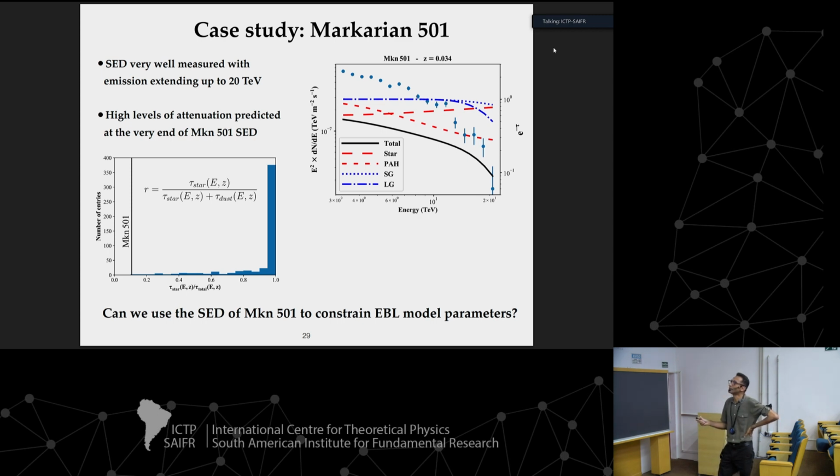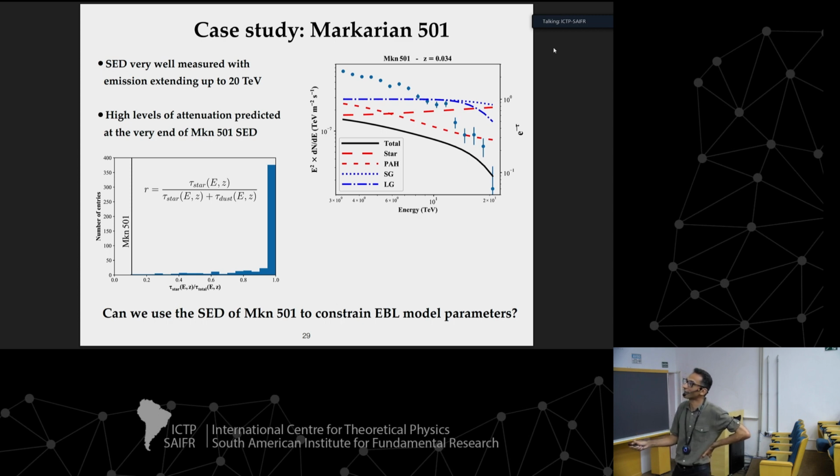And if you take your favorite EBL model, and you estimate what would be the absorption for Markarian 501, the way we do that is looking at the optical depth. So I'm comparing here the optical depth only due to star emission compared to the total optical depth of stars and dust. So basically, there's a bunch of blazars in this plot here. Most of these blazars have a ratio of tau star by tau total around one. That says that most of these sources are being absorbed by radiation emitted by stars. Then there are some outliers here.